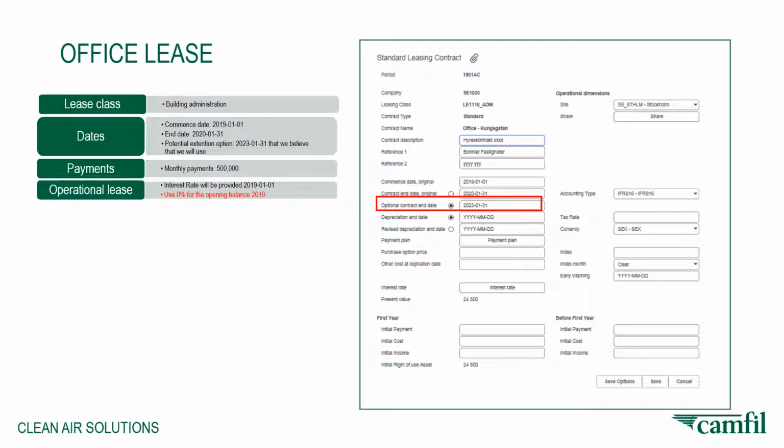In this example, the user has taken advantage of the optional contract end date because they will most likely renew the contract in the future. In cases like this, the optional contract end date will affect the contract calculations.